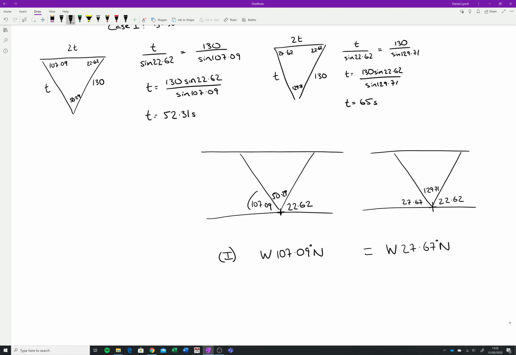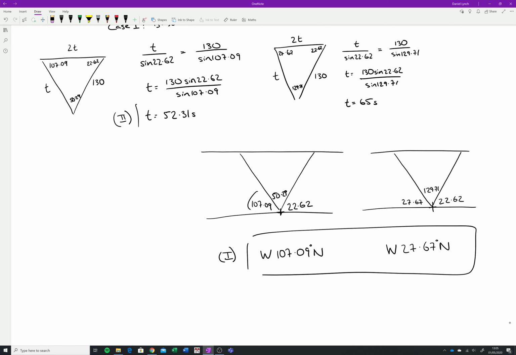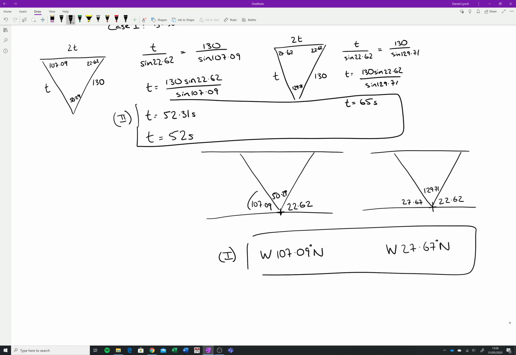We'd already got that, but this was part 1, if you like, and this was part 2. So we got those two numbers there, and those there. So those are the two directions in which the girl can steer, and the two times of the crossing. I see it says the nearest second. So t is equal to 52 seconds, and t is equal to 65 seconds.